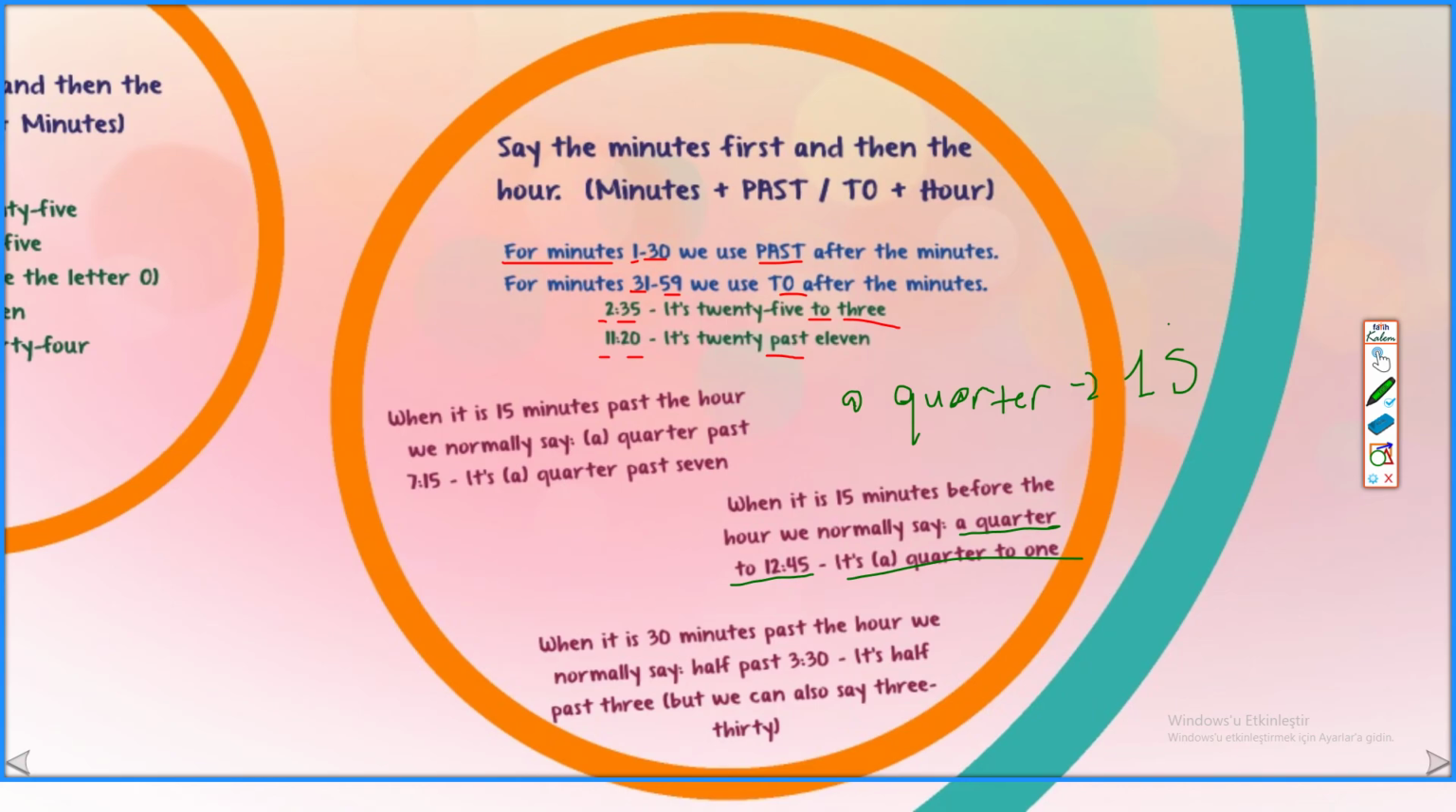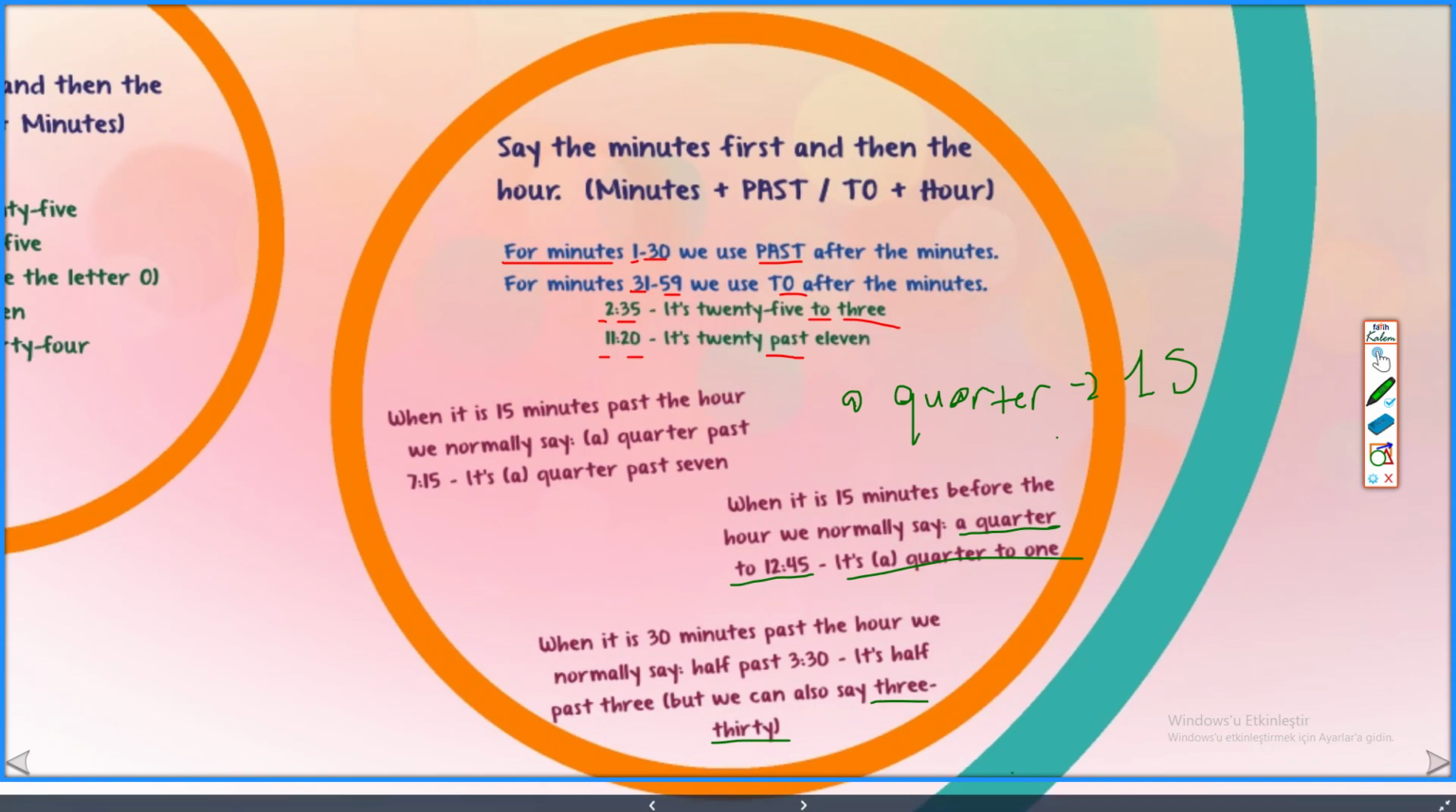And when it is 3:30, it is half past 3, but we can also say 3:30. 3:30 is the digital clock way. Half past 3 is the analog way. Okay.